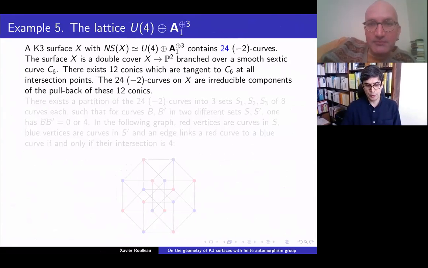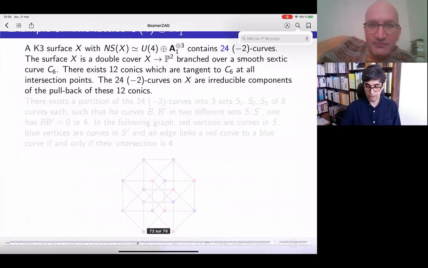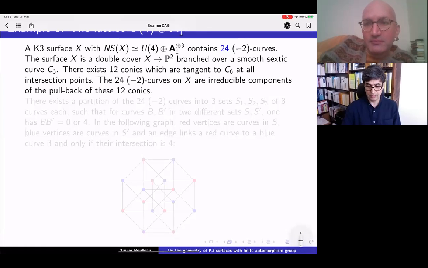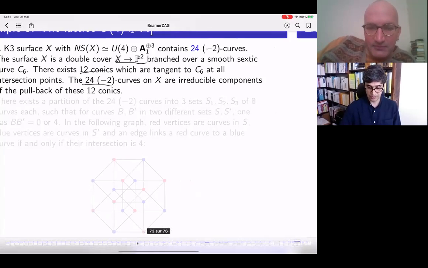So I will speak about the last example I wanted to show you. The lattice U4 plus A1 cubed. It is a rank 5 lattice. It contains 24 minus 2 curves. And this is a double cover branched over a smooth sextic curve. And the 24 minus 2 curves are the pullback of 12 conics from the double cover, and these are the irreducible components of the pullback of these 12 conics.